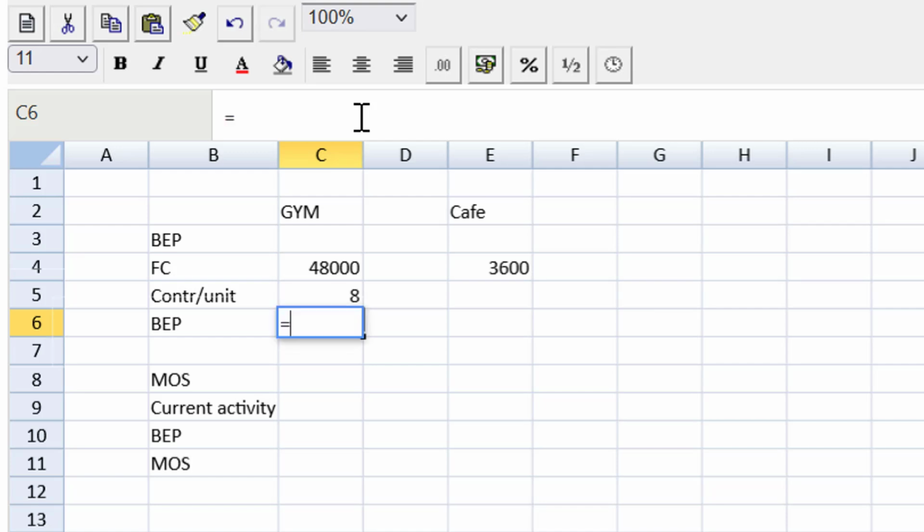So the break-even point will be equal to the 48,000 divided by the 6,000.